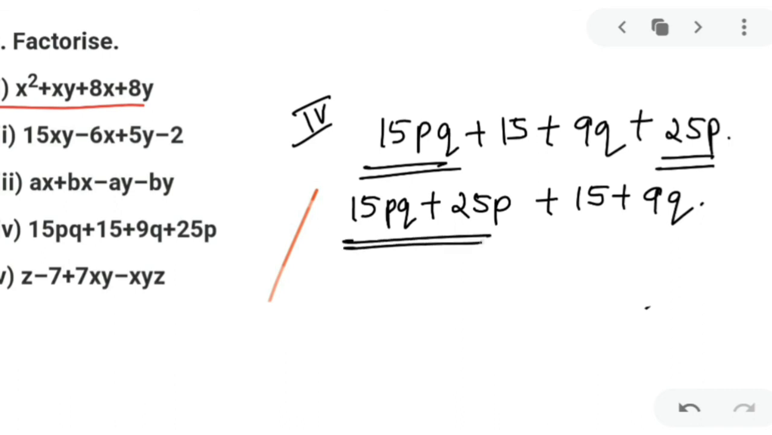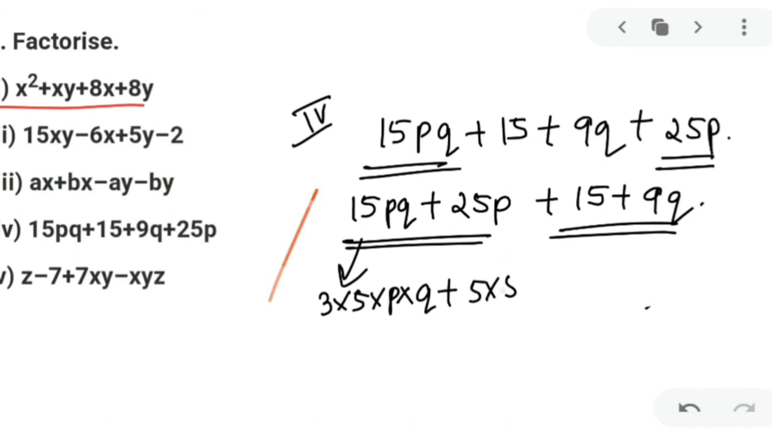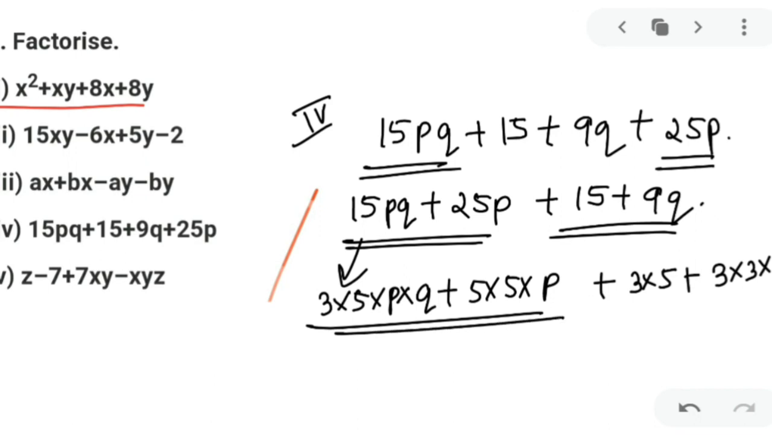Now from these two and these two you have to make it common. What you can write here is, you can make it 3 into 5 into p into q. For 25 you can make it 5 into 5 into p. And this 15 and 9q you can keep it as it is. You can also split them up simultaneously. Why to keep them as it is? 3 into 5 for 15. For 9q you can write 3 into q. Correct?